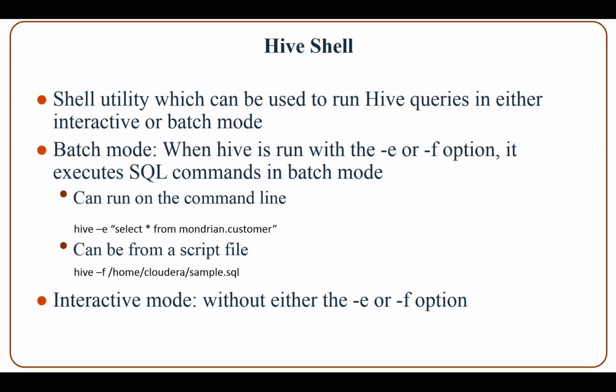So basically, when Hive is run with the -e or the -f option, it executes the SQL commands in the batch mode. The -e option allows you to run a SQL statement directly on the command line. For example, hive, and then the -e option, and then a string in the quotes saying select * from Mondrian.customer. So select everything, all the fields from the customer table from the database Mondrian.